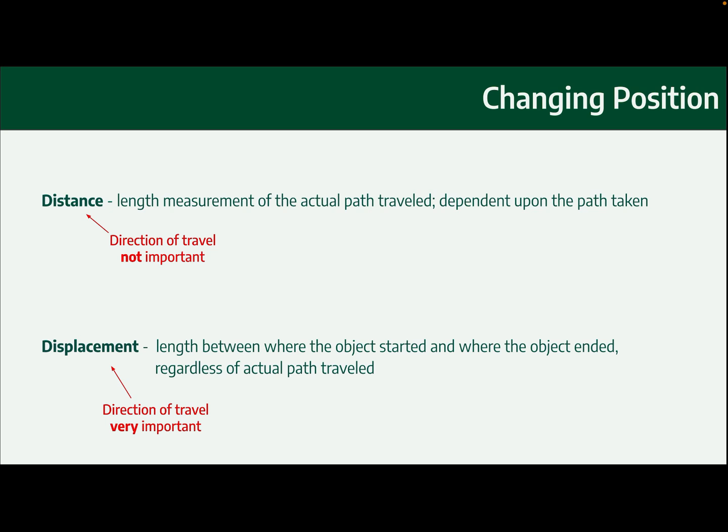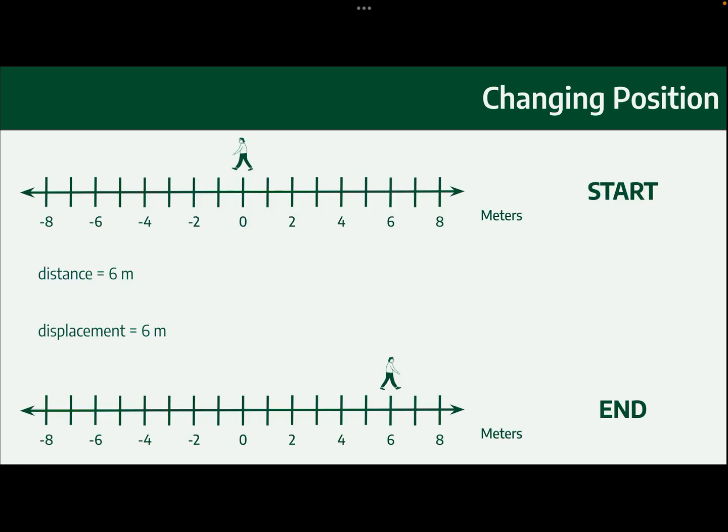Now, let's take a look. If I were to look here, I would say, well, it started at 0, it ended at 6. The path looks like it's only that one way. So the distance traveled, the change in position for distance, is 6 meters. The displacement, ending point minus starting point, is also +6 meters, because we have to take into account directionality with displacement as well.